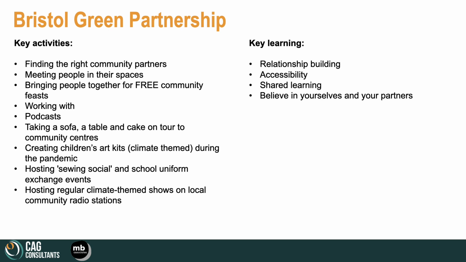Using as many different varied ways of engaging with people, Bristol Green Partnership have also produced a podcast with people from an inner city adventure playground. They've taken a sofa, table and cake and toured it around community centres and shopping centres in order to start informal climate-themed conversation, particularly with members of the disabled community. During the pandemic, when it was really difficult to get people physically together, they created children's art kits that were climate-themed, and they included notes about the partnership in order to start raising the awareness as this was when this project was really kicking off, but at a time when actually everybody was completely unable to get together.